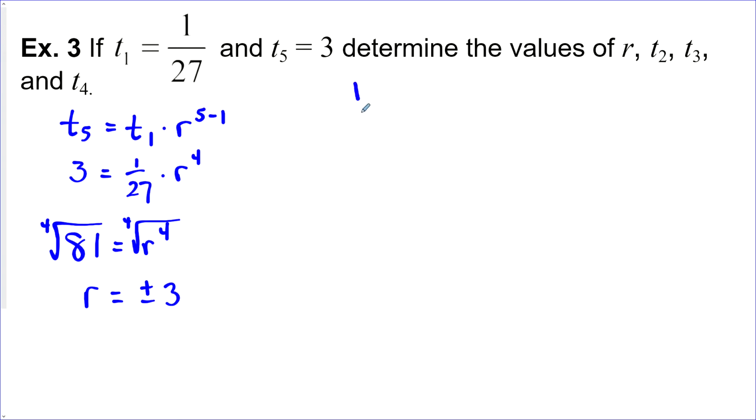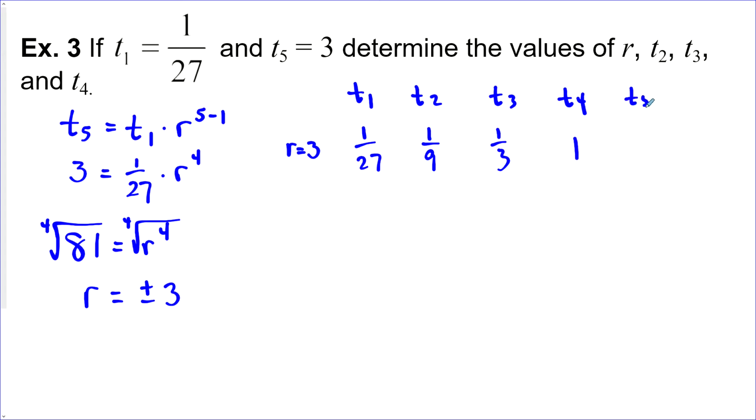Now if our T1 is equal to 1 over 27, and for our T2, the first one we'll say is R is equal to 3. So our T2 would be 1 over 9, our T3, 1 over 3, and our T4 would be 1, and that makes sense because our T5 would then be 3.